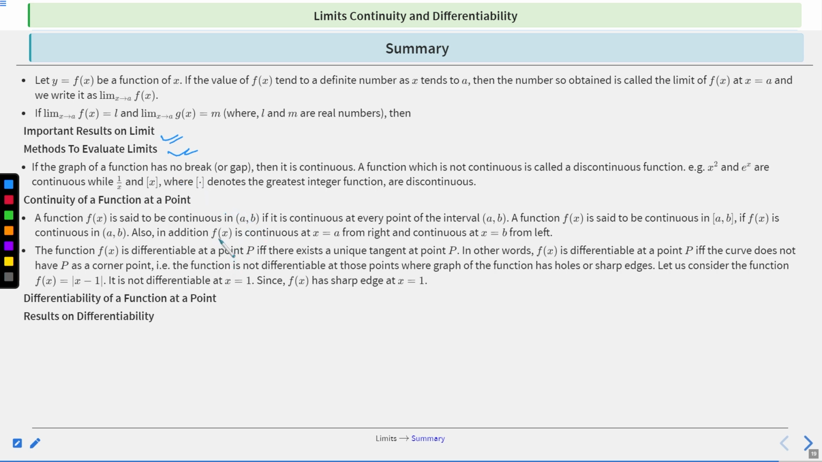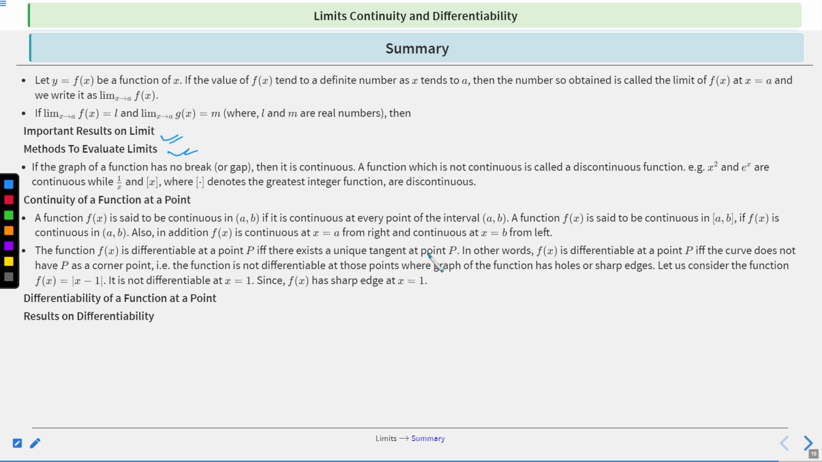A function f(x) is said to be continuous in (a, b) if it is continuous at every point in the interval (a, b). A function f(x) is said to be continuous in [a, b] if f(x) is continuous in (a, b) and, in addition, f(x) is continuous at x equal to a from the right and continuous at x equal to b from the left. The function f(x) is differentiable at point p if and only if there exists a unique tangent at point p. In other words, f(x) is differentiable at point p if and only if the curve does not have p as a corner point.